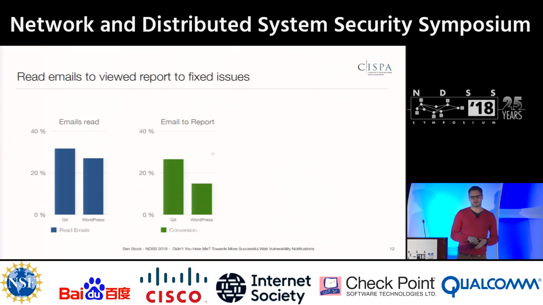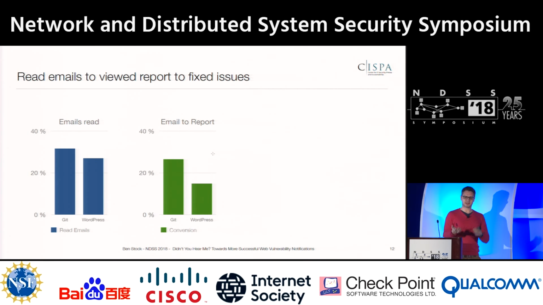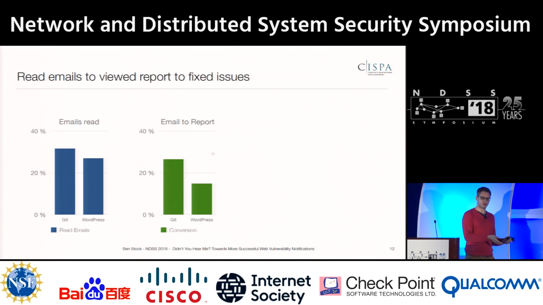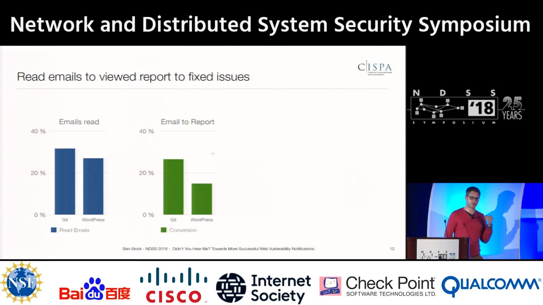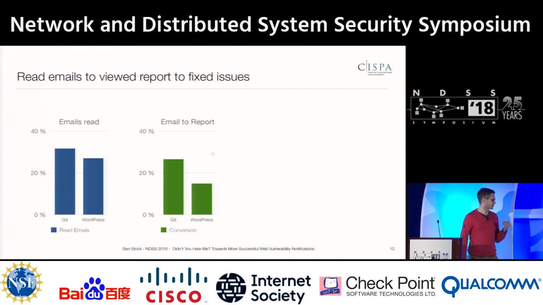More interestingly, however, if we now look at those people that did get an email and then followed up on the technical information that we provided over our web interface, we see a bigger difference. For Git, about a third of the people that did get our email followed up on the information, whereas for WordPress, it was just 1 in 6 people that followed up.